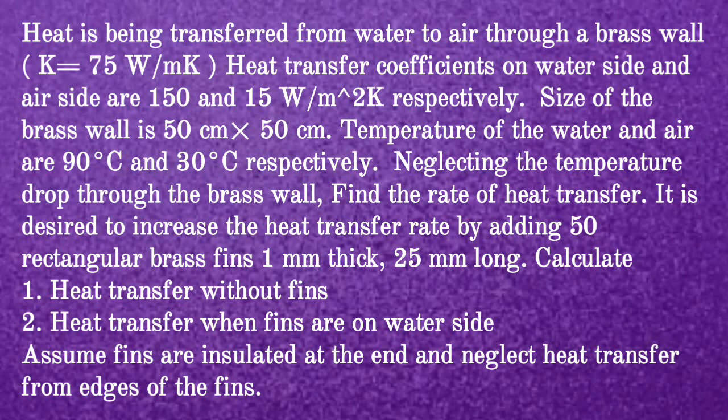We will read the given question. Heat is being transferred from water to air through a brass wall with K equal to 75 watt per meter Kelvin. Heat transfer coefficients on water and air side are 150 and 15 watt per meter square Kelvin respectively. Size of the brass wall is 50 cm by 50 cm. Temperature of the water and air are 90 degrees Celsius and 30 degrees Celsius respectively. Neglecting the temperature drop through the brass wall, find the rate of heat transfer.